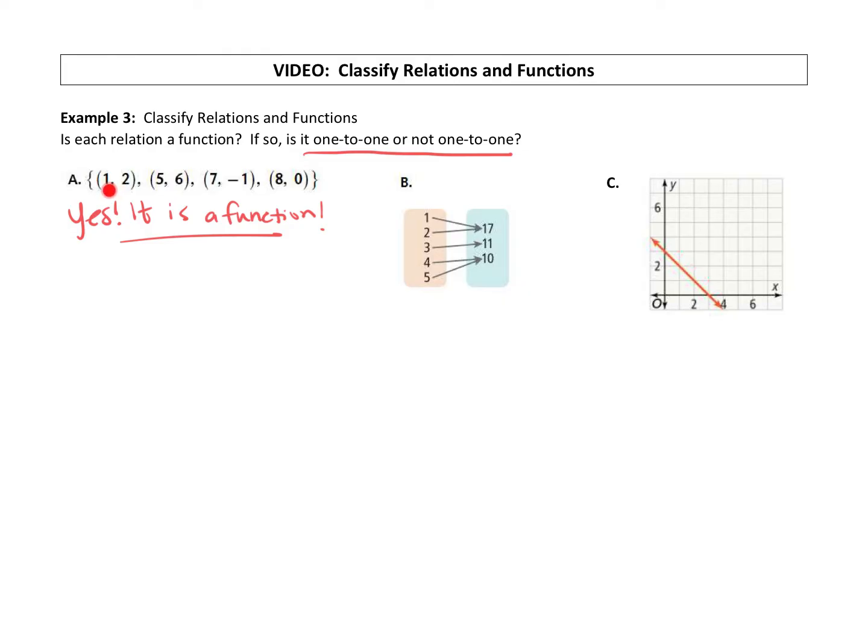This 1, the element in the domain, is mapping to a 2. Do we have any other domain values also mapping to a 2? So I'm going to see, do I have any other 2s in my output? We do not. Here's a 6. Do we have any other 6s in the output? We don't. And if you look at all of your outputs are different. So this is a one-to-one function.